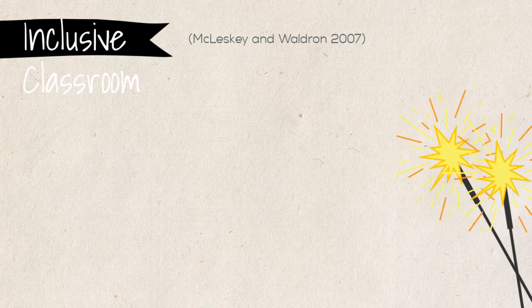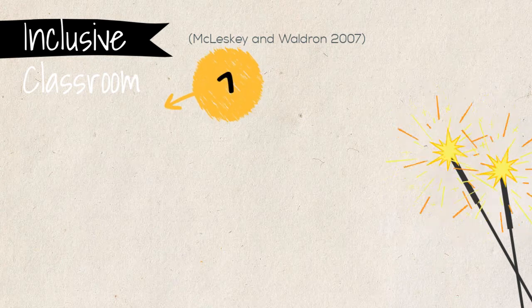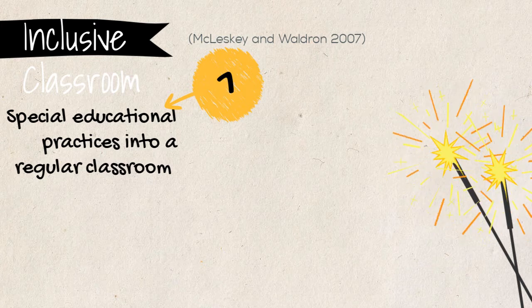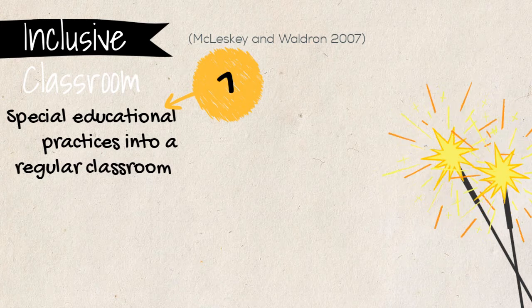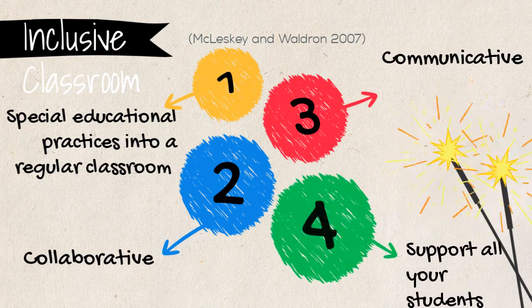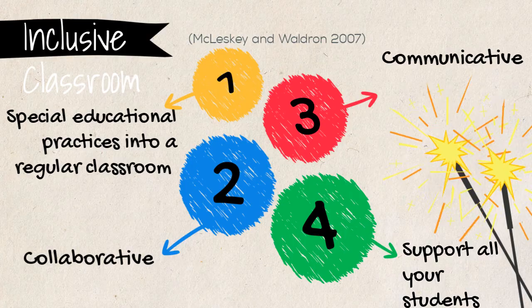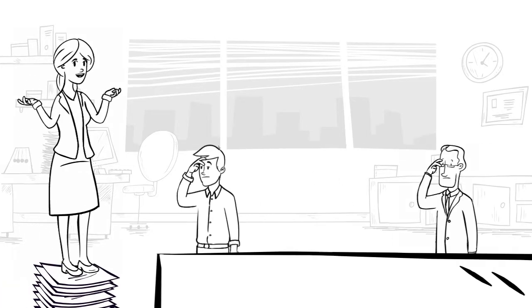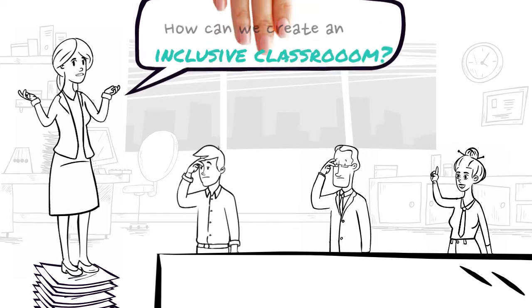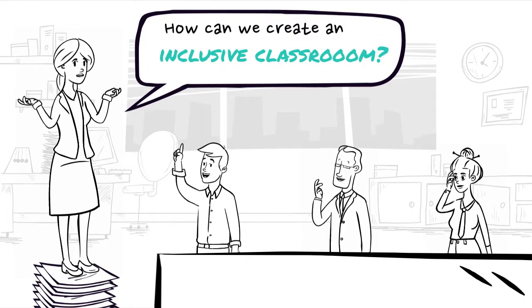Sometimes, an inclusive classroom only involves moving special educational practices into a regular classroom. An inclusive classroom is mainly characterized by a collaborative and communicative plan designed to support all students. So, the question is, how can we create an inclusive classroom? Now you will know how to do it.